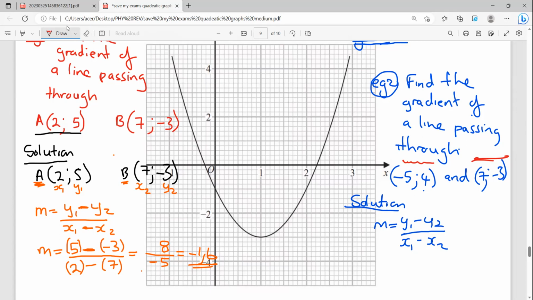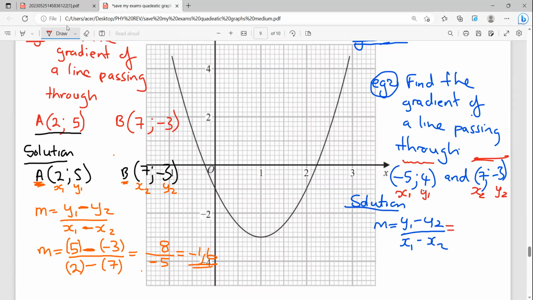Which number? Is x1 going to be minus 5? Yes. You can choose to make minus 5 for x1. So what will be y1? Is it 4? Yes. So this is your y1. And then you move on to your second point. You label x2 and y2. So x1 and y1 are together. x2 and y2 must be together as well.